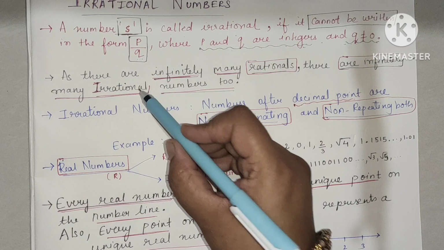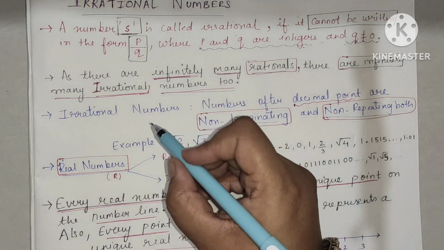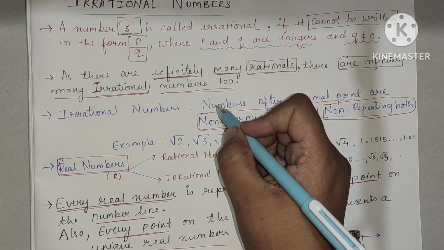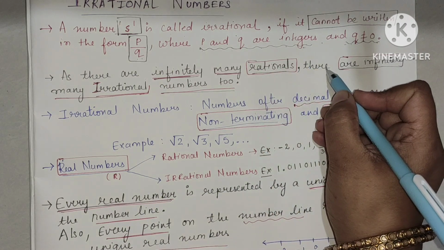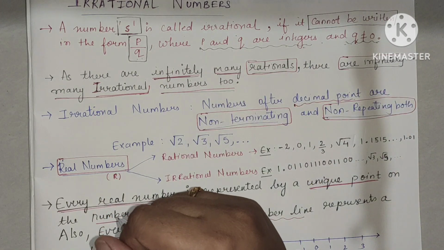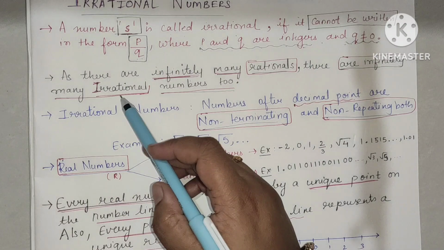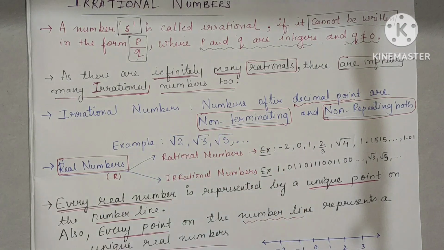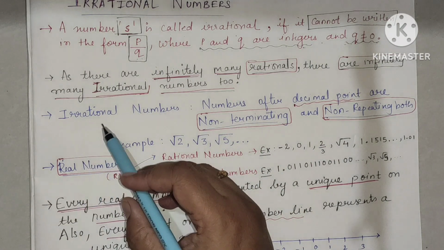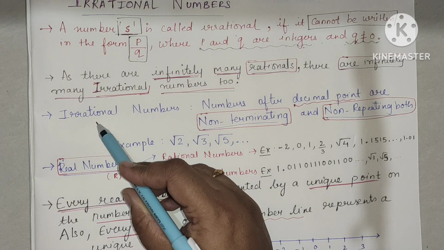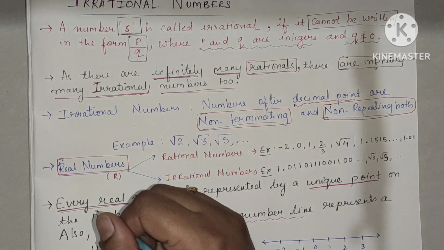As we have seen, there are infinitely many rational numbers. The same applies for irrational numbers; there are infinitely many irrational numbers too. Now, what do we mean by irrational? With an example, we'll understand.